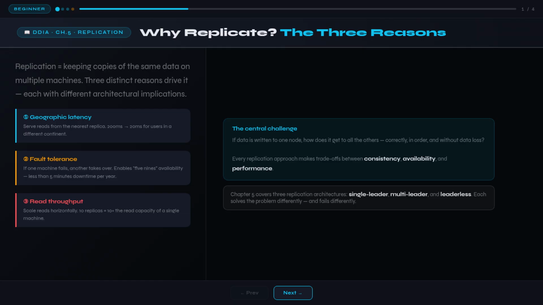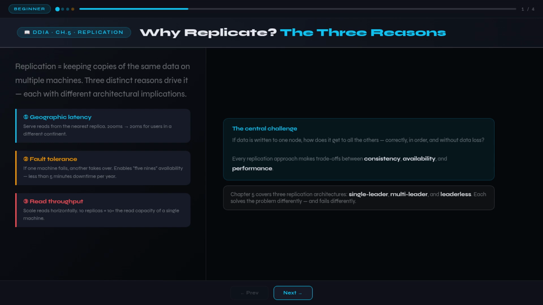The second reason is fault tolerance. If you have one database and it fails, hardware fault, network partition, software bug, power outage, your entire system is down. With replicas, a failure on one machine means you fail over to another. Your users see nothing. Replication is what lets systems achieve 5 nines availability, 99.999% uptime, less than 5 minutes of downtime per year.